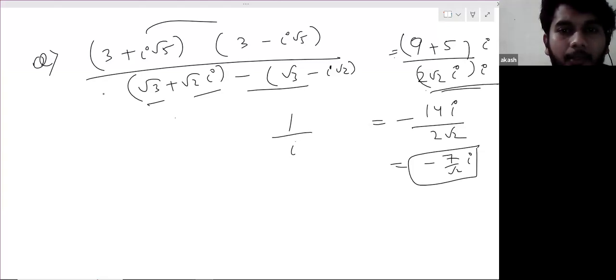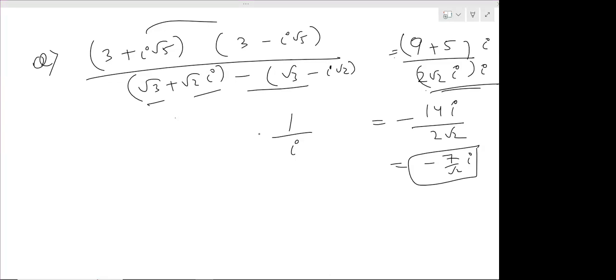Okay, sir. What about this question, 1 upon I? Same way, never have a number which has I in the denominator. I hope this is clear. Okay, let's see one more question.